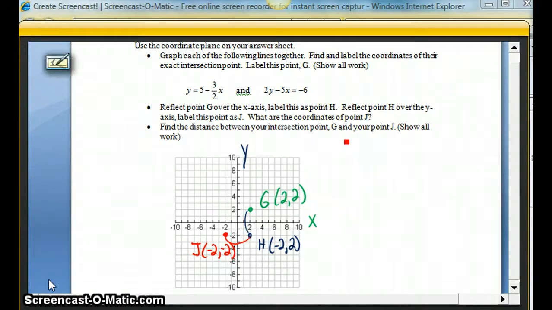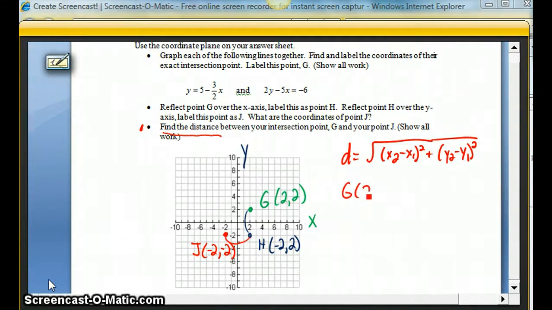Third and final one, this says find the distance. When you are finding the distance, you want to use the distance formula that is provided on your reference sheet, and you want to use the points that it says, point G and point J. So we're using the point 2, 2 and the point negative 2, negative 2. We're going to substitute them into the formula. So starting with x2, which we're going to use with G, we're going to do 2 minus negative 2 squared plus 2 minus negative 2 squared for the y-coordinates.